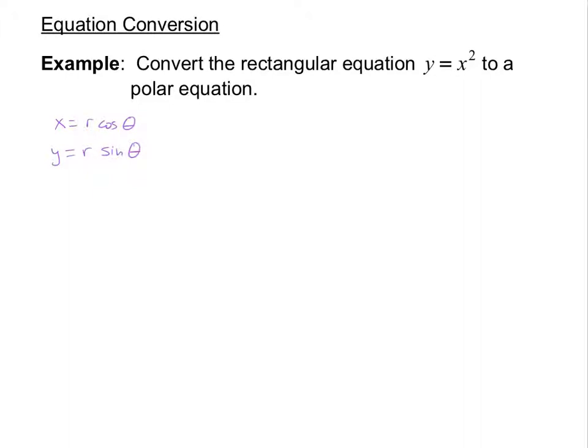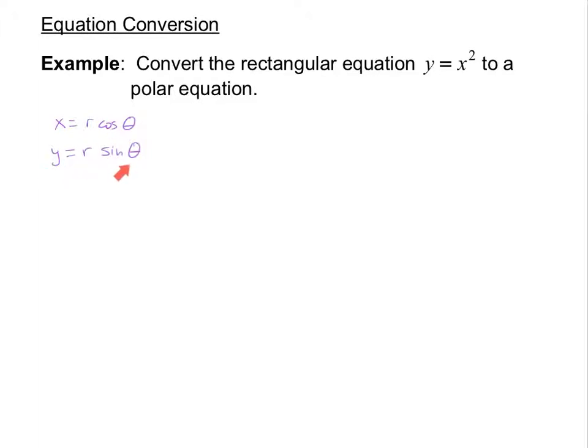We've looked at how to convert coordinates from polar to rectangular and rectangular to polar, but we also want to take the entire equation and be able to convert it from one system to another. So it's pretty easy to go from rectangular to polar. You just need to use your two equations, x equals r cosine theta and y equals r sine theta.